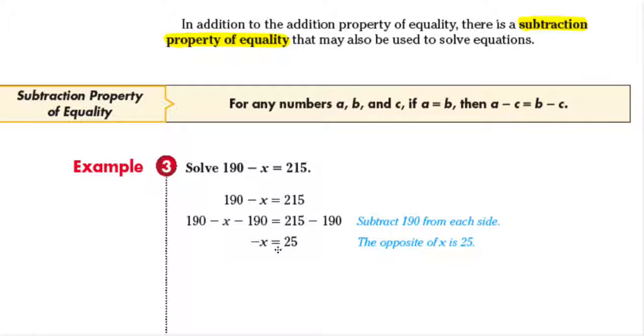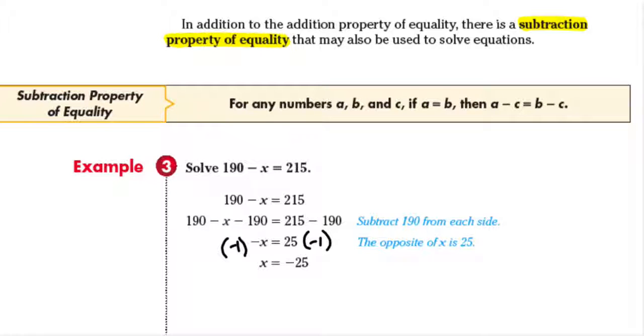Okay, and again, the opposite of x is 25. That means x is equal to negative 25. Okay, so the opposite of x is 25. Therefore, x is equal to negative 25. Or do what I did in the last example. Just simply multiply both sides by negative 1. Whatever you do to one side of the equation, you need to do to the other side.